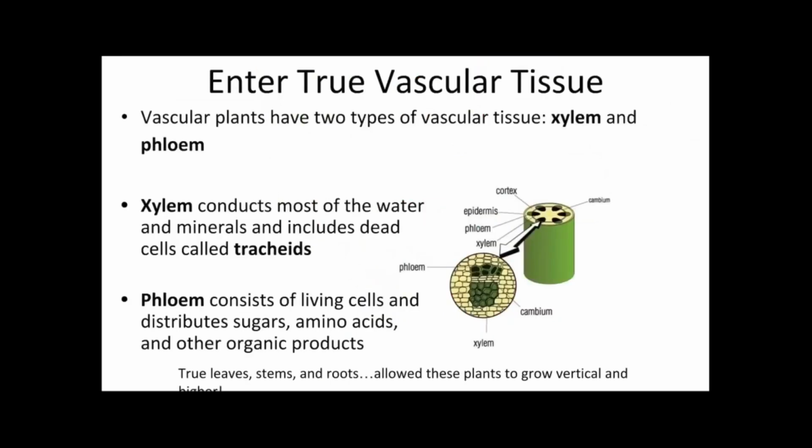What is vascular tissue? We'll divide vascular tissue into two kinds, xylem and phloem. Xylem conducts most of the water and minerals, and it includes dead cells called tracheids. Much of the time that water is located underground, so xylem has a job of moving water up against the force of gravity. Phloem distributes sugars and other byproducts of photosynthesis throughout the plant wherever it's needed. That includes fruits, flowers, or wherever the plant is actively growing.